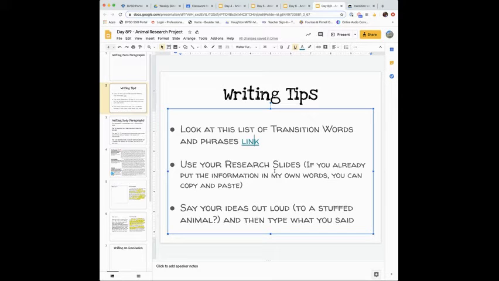I'm going to use my research slides. If you already put the information in your own words, you can copy and paste. Say your ideas out loud, maybe to a stuffed animal, and then type what you said. I'm going to show examples of doing this today.